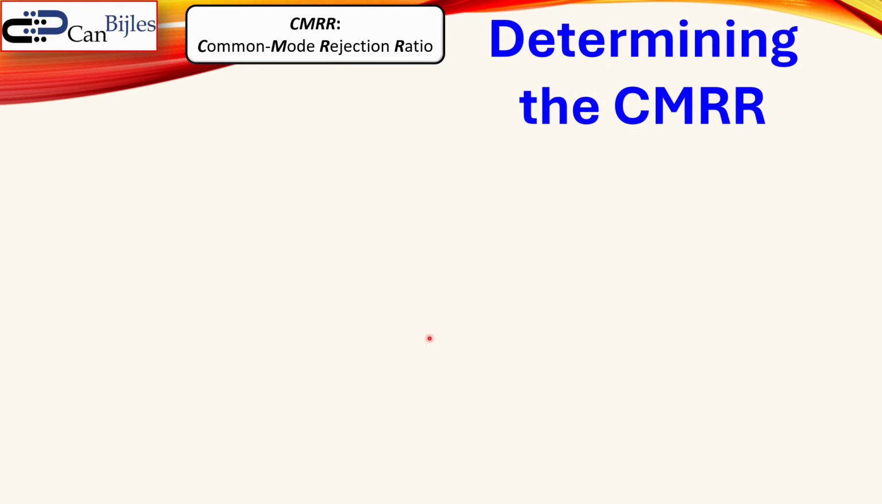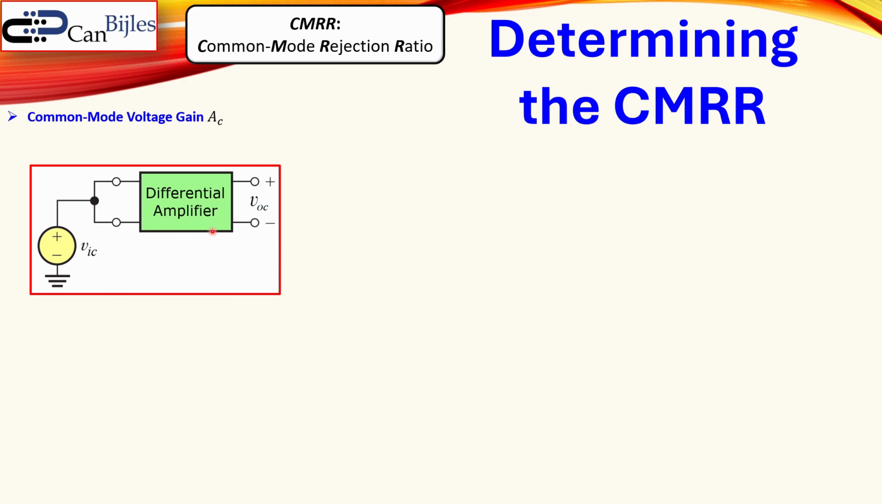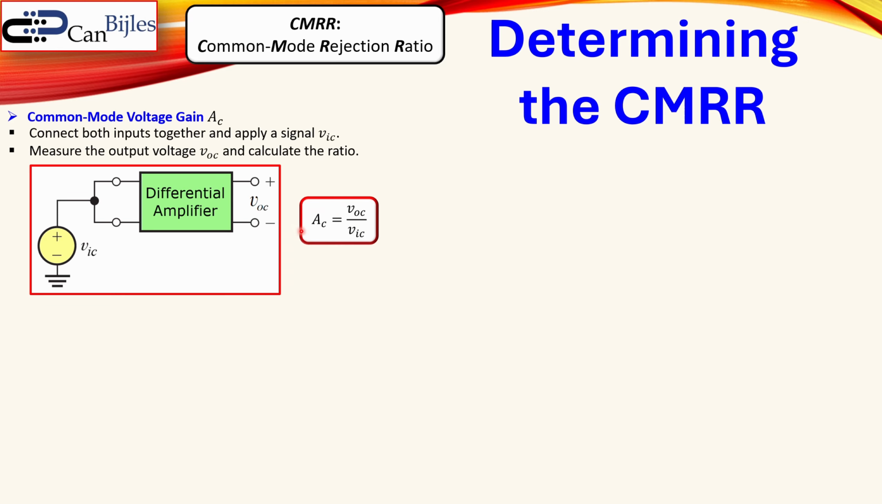Okay, how do we determine the CMRR practically? We can also measure that. We can measure our common mode voltage gain by connecting the two inputs of our differential amplifier together and then applying a test signal here, which I call VIC, and then measuring the output here and seeing what the ratio is. So we apply at both inputs the same voltage, measure the output, and then take the ratio, which is our common mode voltage gain.